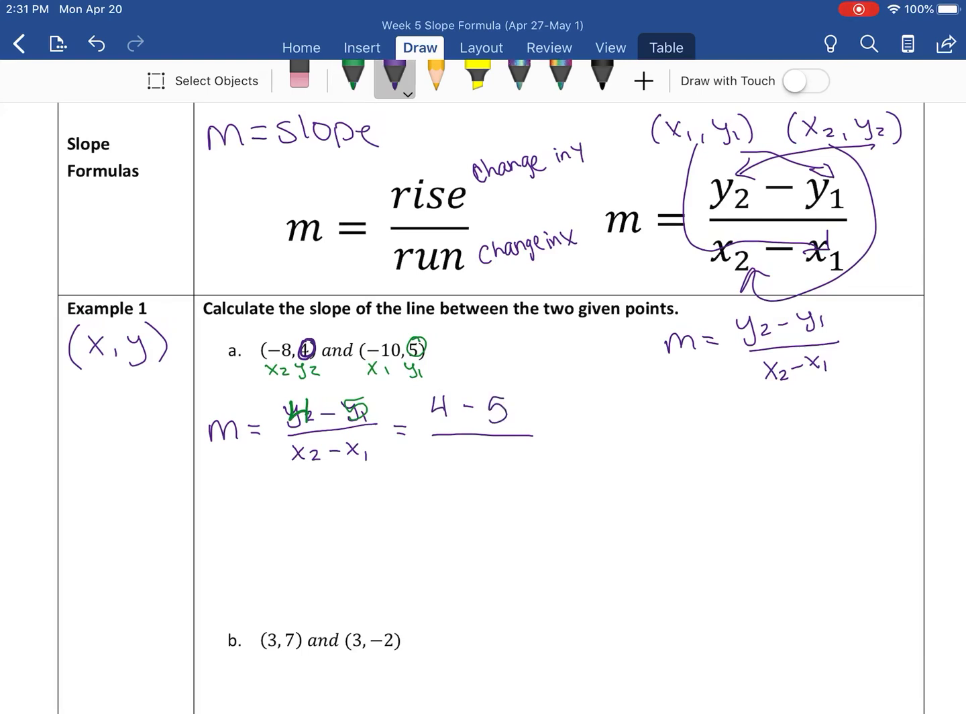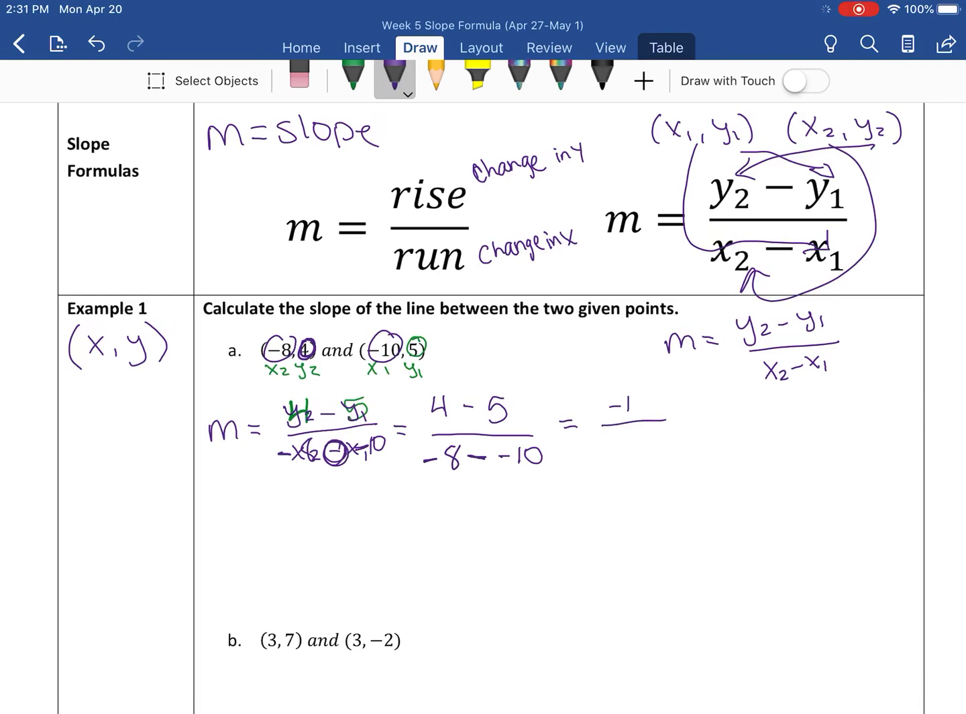Well, then we need our x2, which in this case is -8. So we're going to plug in -8 for x2, and then our x1 is -10. So we are going to subtract, because notice how it says subtract. But instead of subtracting x1, we're going to subtract -10. And now that we plugged our 4 numbers in, we just have to do this math. Well, 4 minus 5 is just -1.